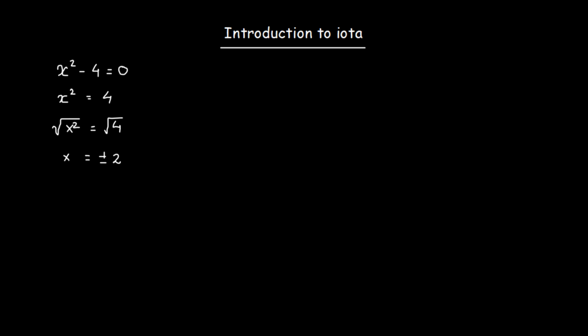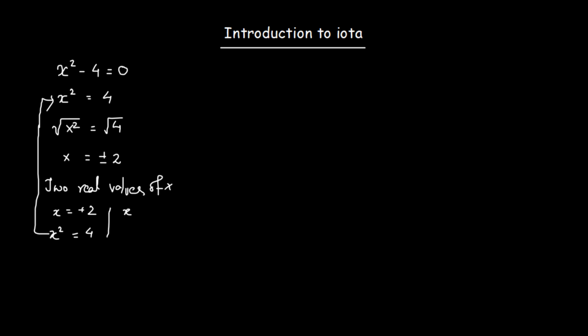So that means there are two real values of x. One of the values is positive 2, and when we square it, we get x squared is equal to 4. So that satisfies our algebraic equation. And if we consider x to be equal to negative 2, then squaring both sides, we also get negative 2 squared is equal to 4. So this is also satisfying our algebraic equation.